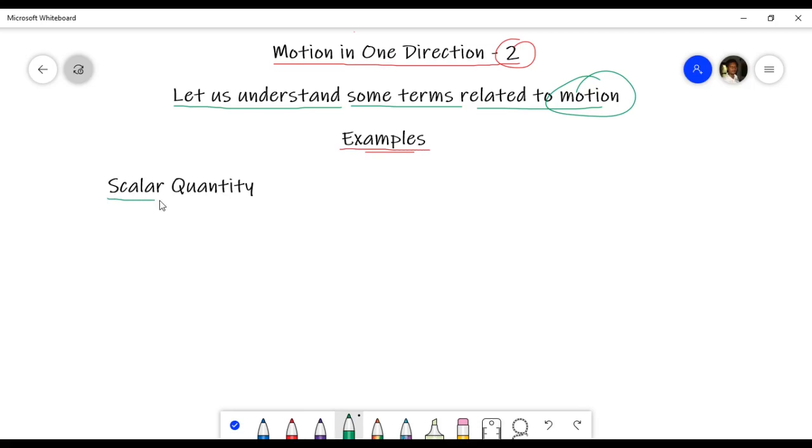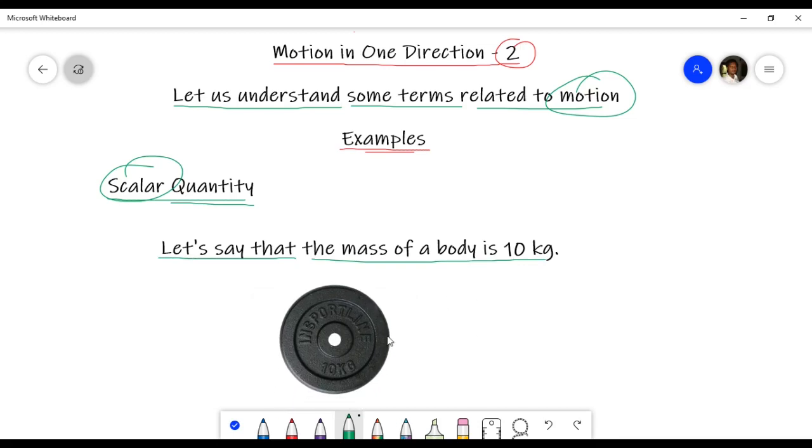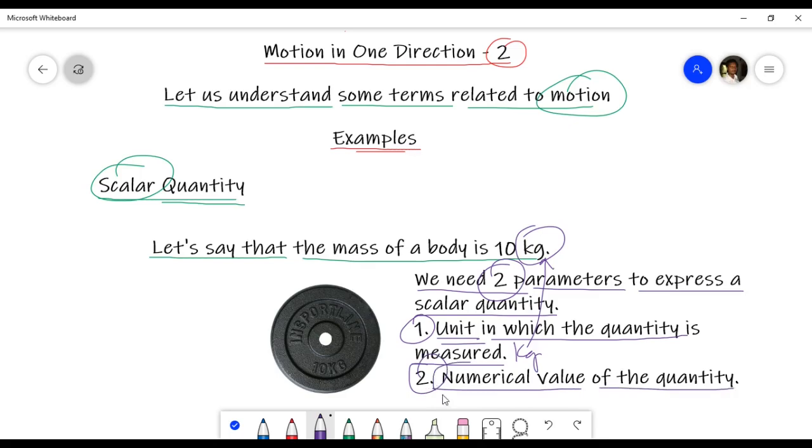Let's see an example for a scalar quantity. Let us say that the mass of a body is 10 kilogram, like you can see on the weighing plate. Remember one more thing: we need two parameters to express a scalar quantity. The first is the unit in which the quantity is measured, in this case kilogram. The second is the numerical value of the quantity, in this case 10.